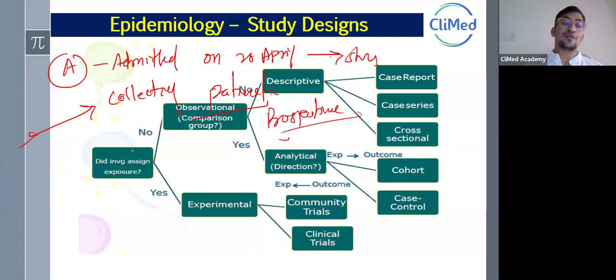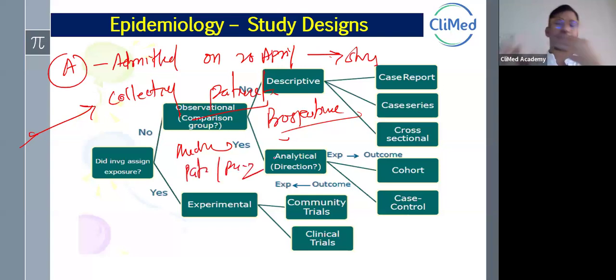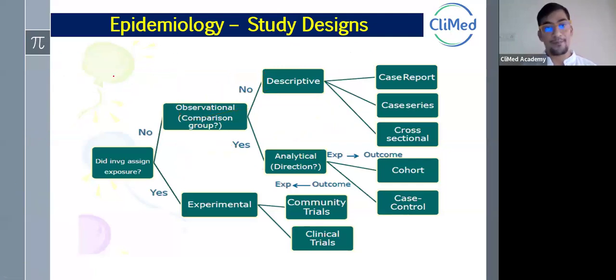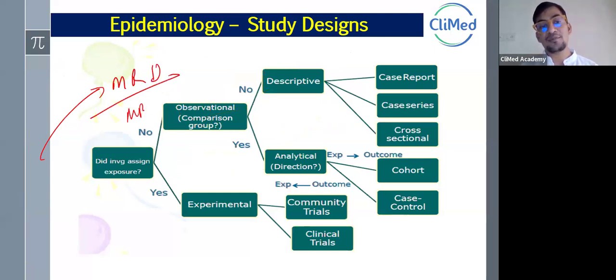Whether you are collecting the data from medical records, or directly from the patient or the patient's caregiver, if the patient is currently in the hospital right now, this study is called a prospective study. But once the patient has gone home, and you are just going to the MRD, the medical record department, and collecting the data from medical records, then it is called a retrospective study. It means you are not collecting the current data, you are collecting the old data. So prospective means the current, and retrospective means the old.